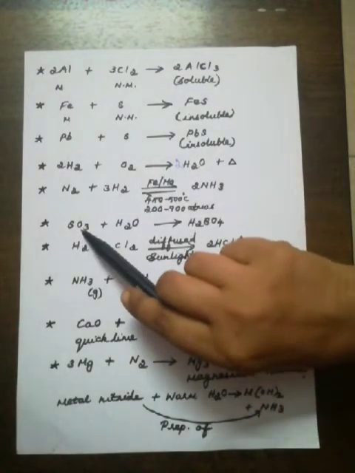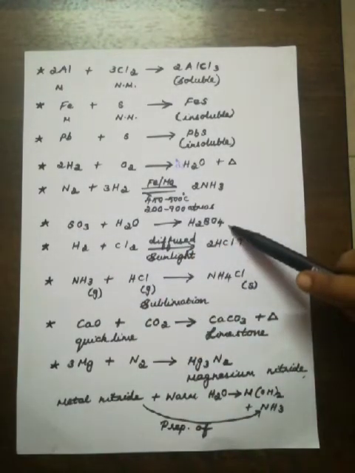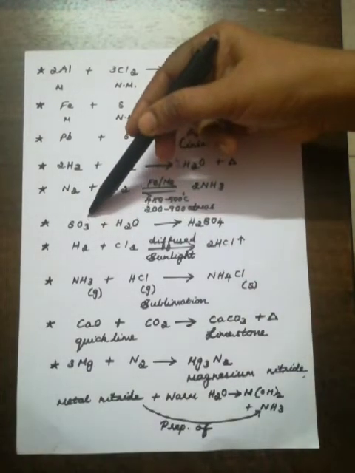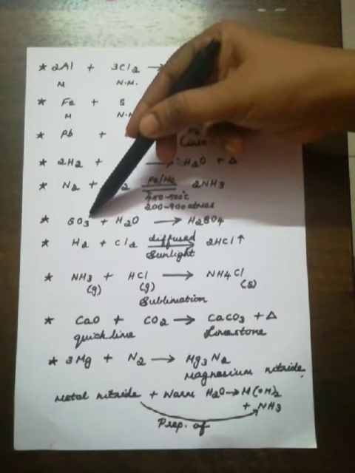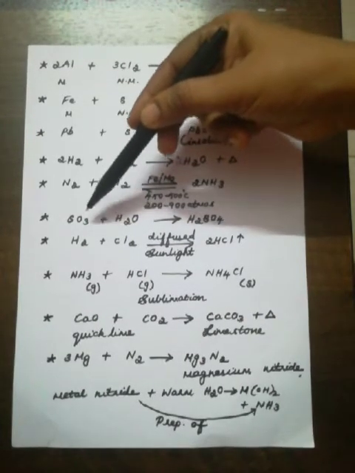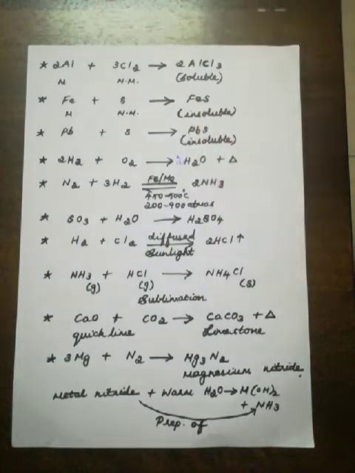Like the sulfur dioxide case, where I am getting sulfurous acid, but here I have taken sulfur trioxide gas. Many of you will think that SO3 means it's the sulfite ion. It's not sulfite. It is sulfur trioxide gas, and with water you are getting sulfuric acid.